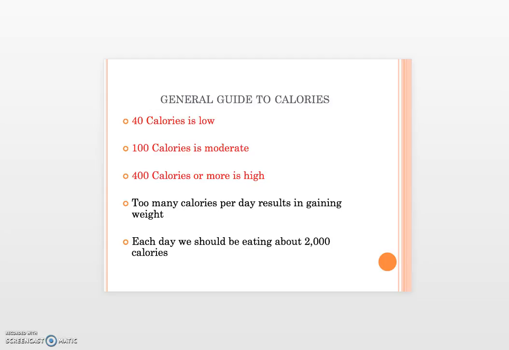These are some general guidelines for calories, and I would really like you to jot these down in your notebook. Whatever you see in the red is what I would like you to write. 40 calories is low, 100 calories is moderate, and 400 calories or more is high. Too many calories per day results in gaining weight. And remember, each day we should be eating about 2,000 calories.